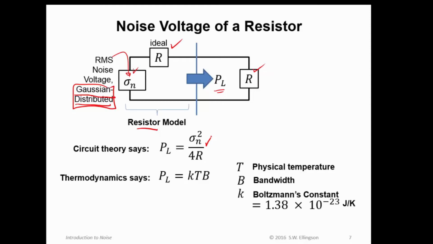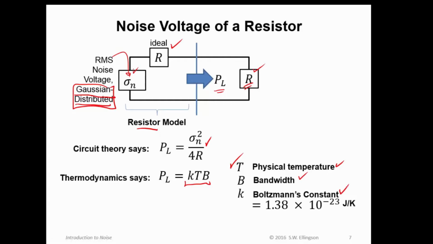Thermodynamics says that the power delivered to this resistor, in this case that I've set up here, is given by the expression K times T times B. T is physical temperature. So now you see right away how we're going to make the connection to thermal noise. Thermodynamics tells us how to do that, and this quantity T is the physical temperature, the temperature at which the resistor is actually at. If it's at room temperature, then T is something like 290 Kelvin or so, for example. B is bandwidth, and K is Boltzmann's constant.